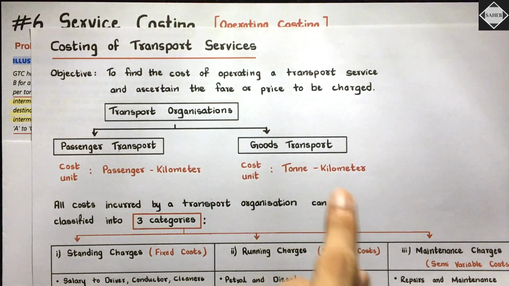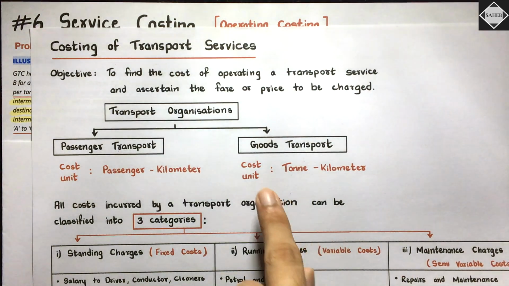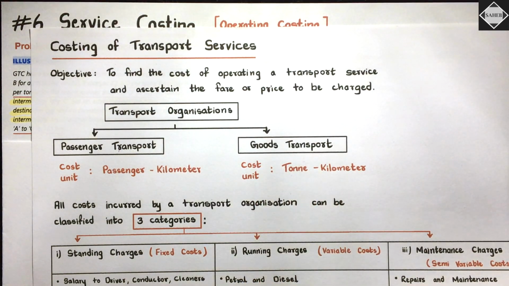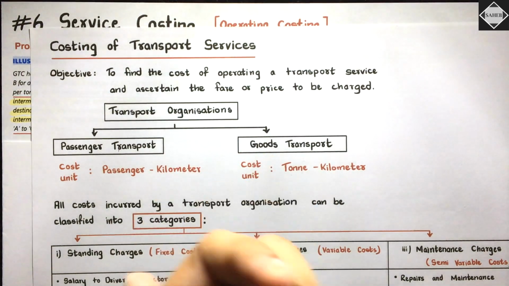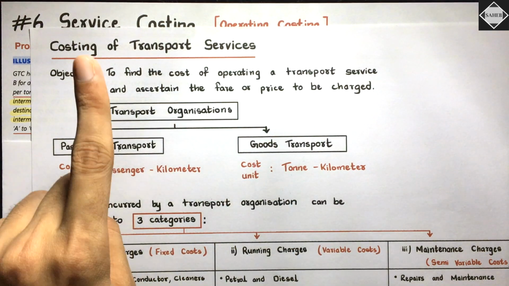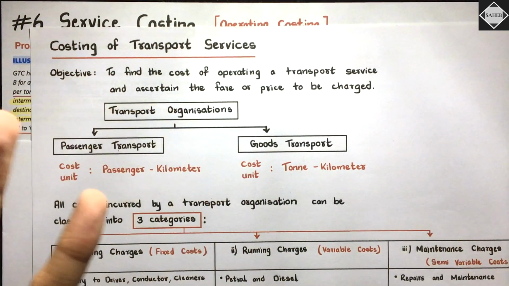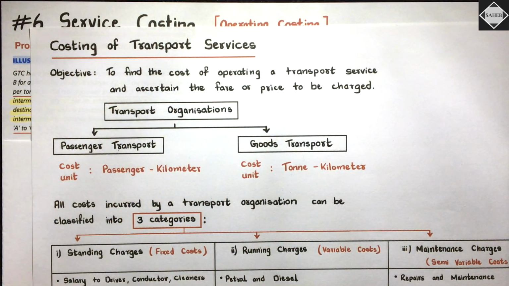But here in goods transportation, the cost unit will be ton kilometer. Is it clear? What would be the cost of taking 1 ton 1 kilometer? That's what you have here. It's really simple, it's not difficult. Rest everything is the same.